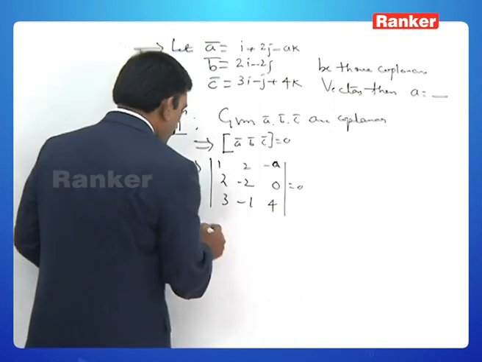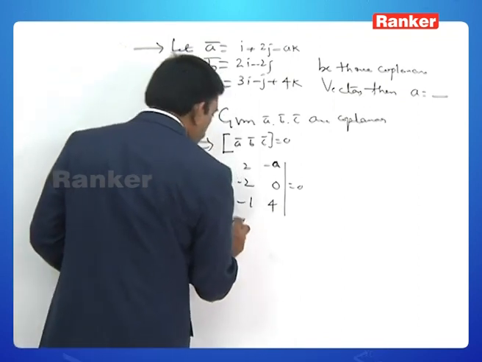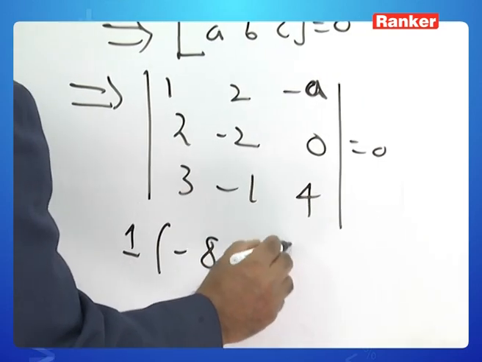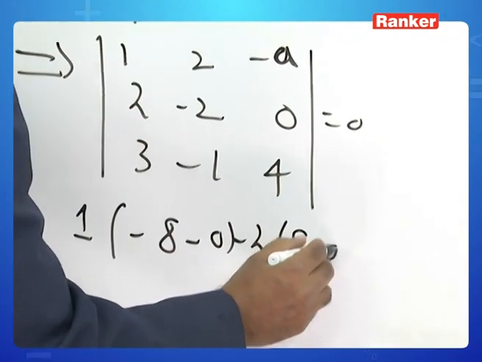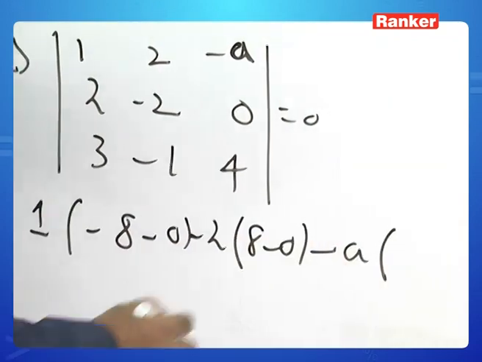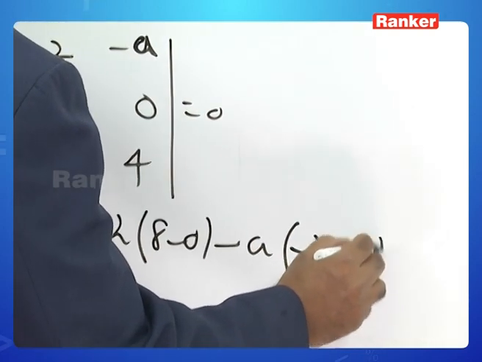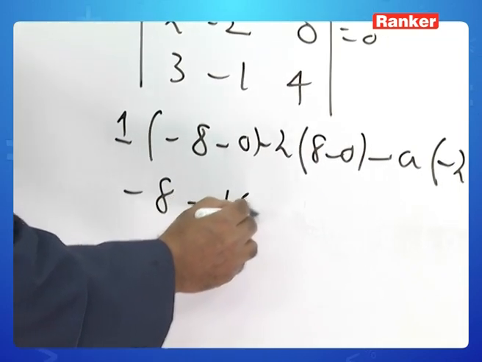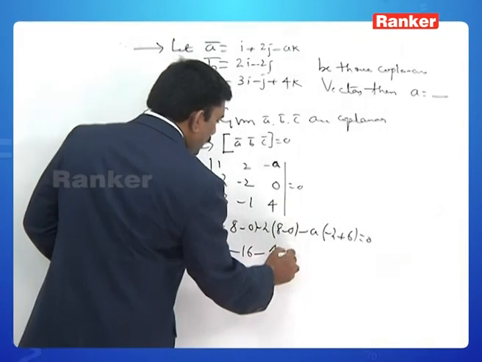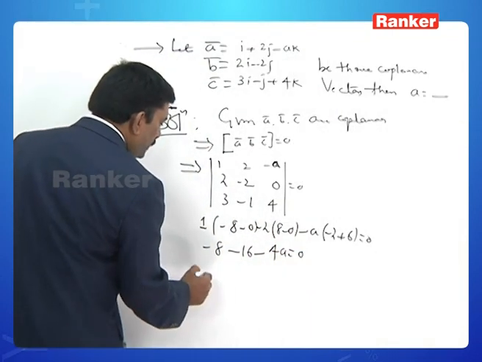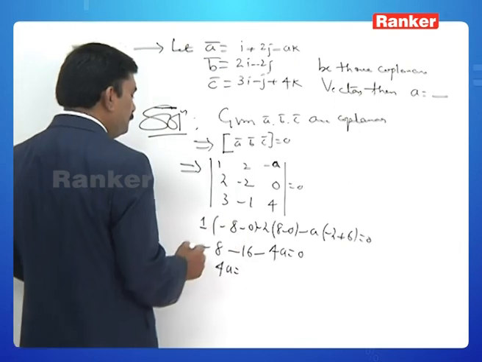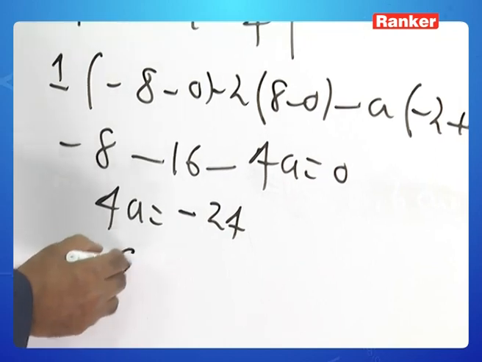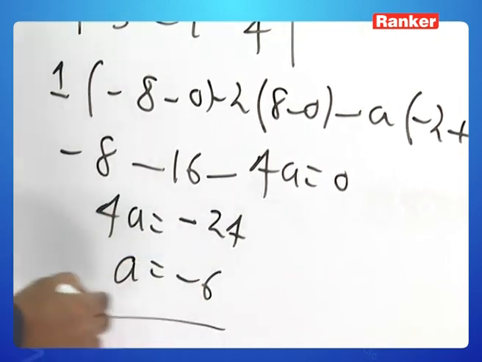So now you expand: 1 into minus 8, that is AD minus BC, leave this row, this column, minus 8 minus 0, minus 1 into minus 2 into 8 minus 0, minus a into minus 2 plus 6 is equal to 0. So therefore, I can write minus 8 minus 16, minus 4a is equal to 0. Simplify, this becomes 4a is equal to minus 24. Now you simplify, it is minus 6 is the answer.